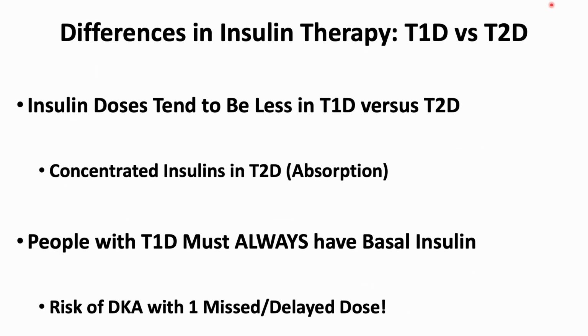When we talk about differences in insulin therapy in patients with type 1 and type 2, really the overarching message is most patients with type 1 diabetes require less insulin. And the really important thing is again, patients with type 1 diabetes always have to have basal insulin. You cannot hold their basal insulin or they will be at risk for DKA even with one missed dose. So you have to have them have some form of basal insulin on board every day.